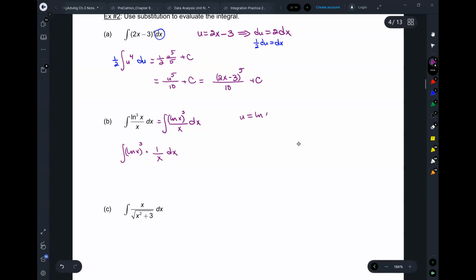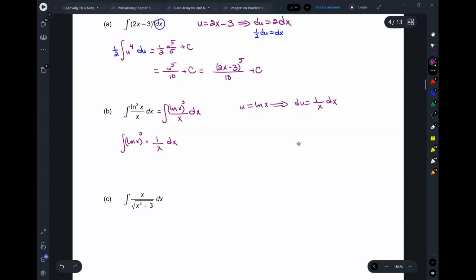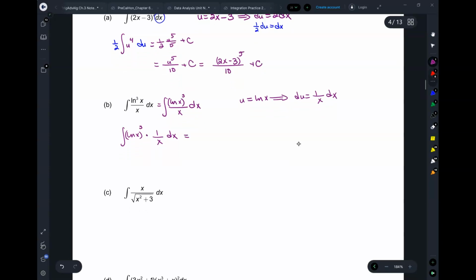So u is ln of x. Okay, what's du? 1 over x dx. Look at that. You have a 1 over x dx just waiting for you over there. So look at what happens here. This is going to be the integral of what? u cubed. And then what do you have left over? 1 over x dx, which is just du, right? So again, there was no way of doing this before. So now this is just u to the 4 over 4 plus c, ln to the 4x over 4 plus c.